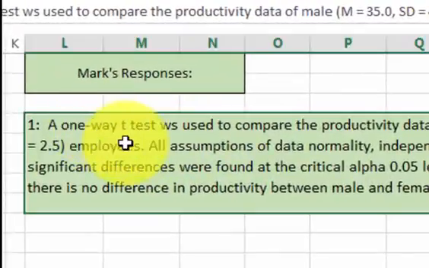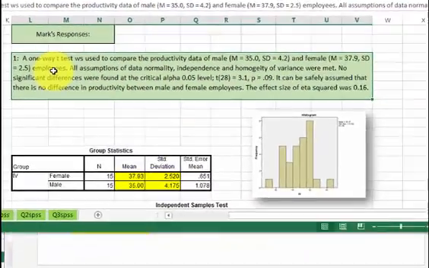First of all, this was not a one-way test. This was an independent t-test. You can also call it a two-sample t-test. A one-way t-test means you only got one sample, and you're comparing it against a stated mean or a stated norm or something like that. So it's an independent t-test, and you address the assumptions.